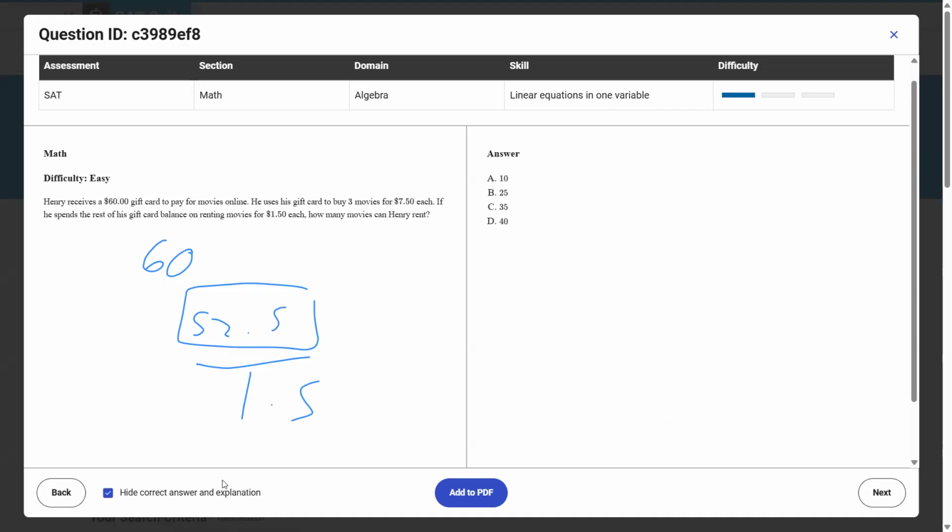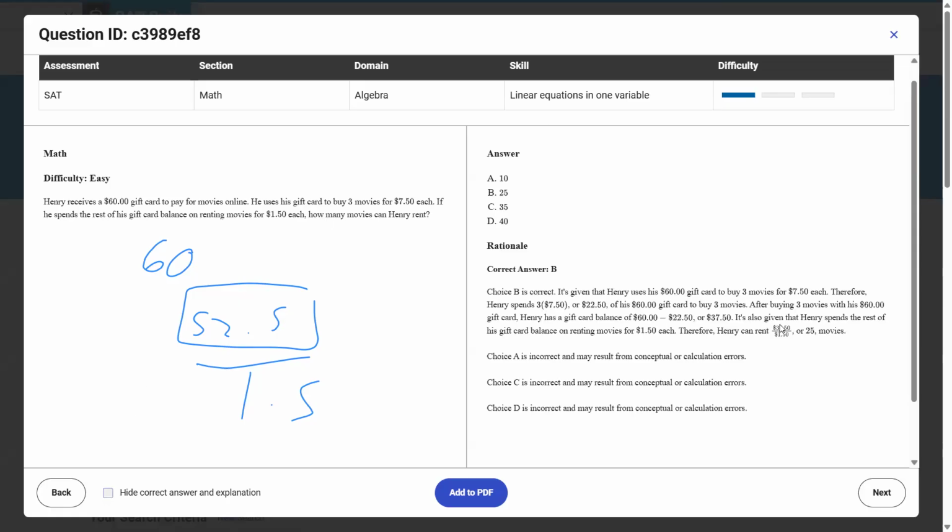Oh wait, this is each one. Okay, sorry. Each movie is $7.5, not the three of them. It will not be 52.5. It will be 37.5. My answer is wrong. 37.5 over 1.5.